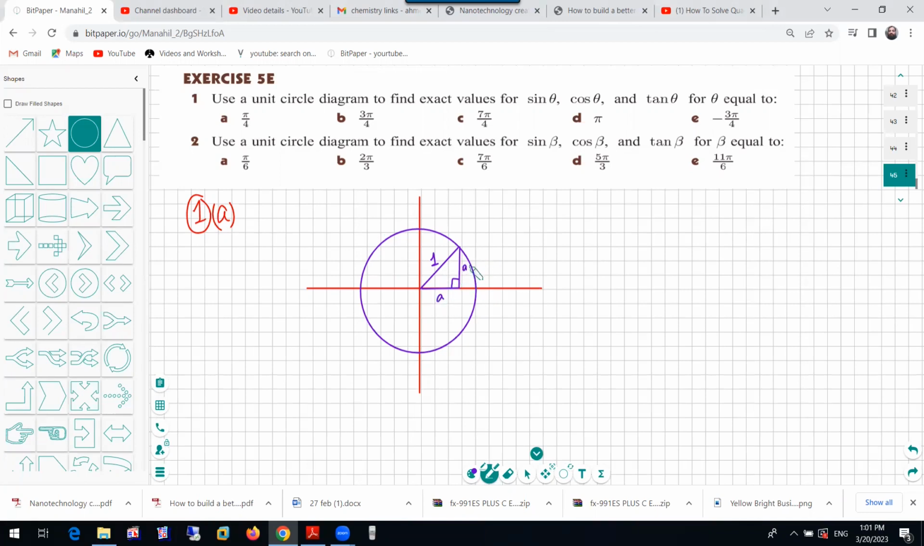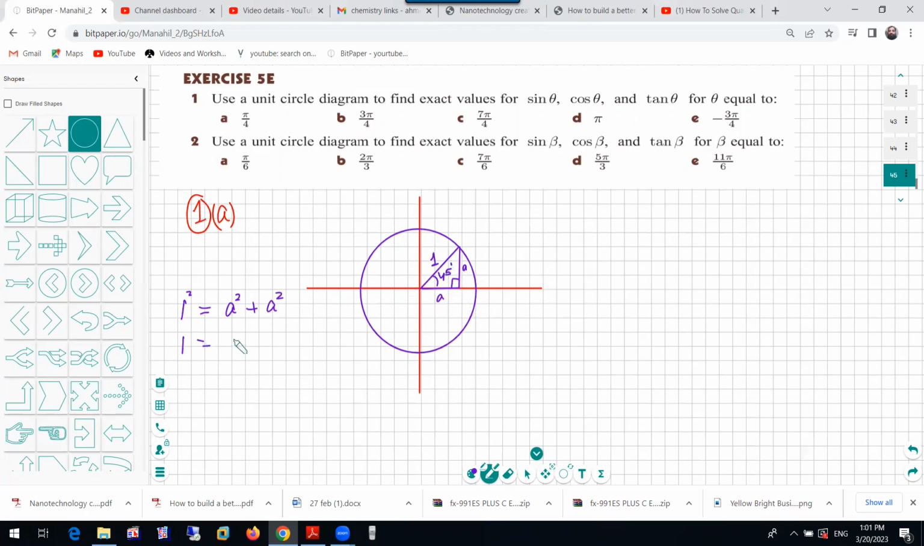So we can find these sides, if you don't remember, by using the Pythagoras theorem. So using the Pythagoras theorem, hypotenuse square is equal to the sum of the squares of the other two sides. So a square plus a square. Got it? So 1 square is this 1. Both sides are a, for 45 degrees, pi by 4. This is 45. Got it?